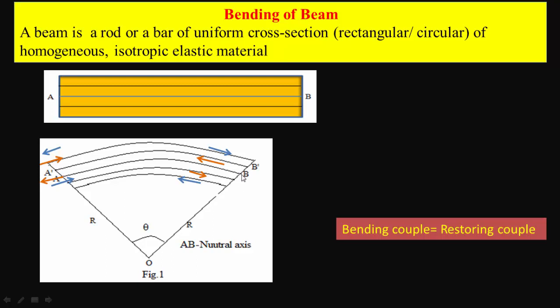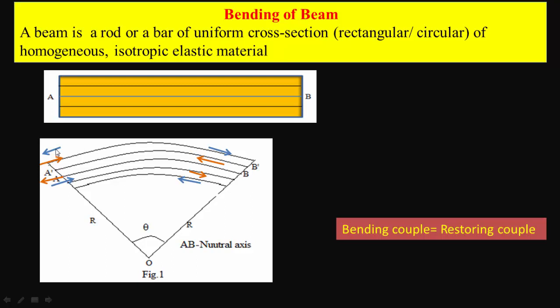Here we see that when we load this beam by applying external force, the filaments in layer AB will not change their length. So, the surface in which this filament AB is lying is called the neutral surface. If we consider other filaments like A dash, B dash, which are above the neutral surface, then we see that there is elongation or increase in length of these filaments.